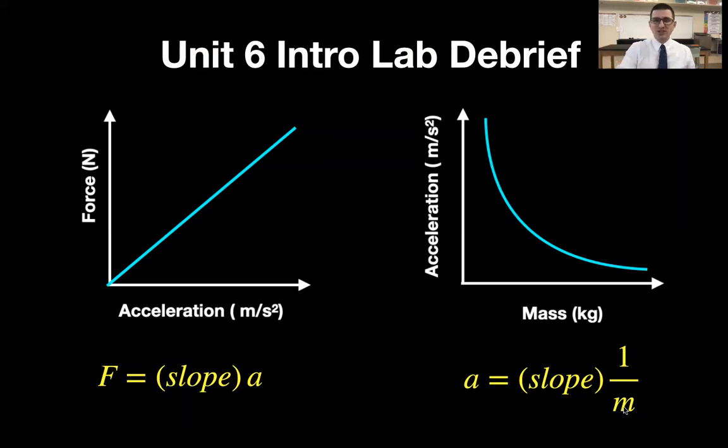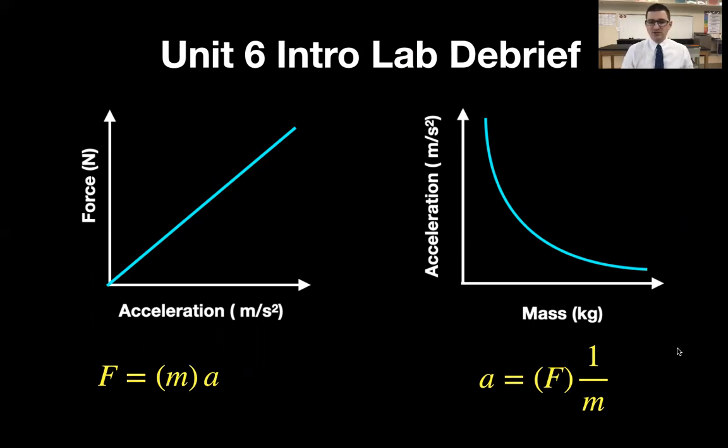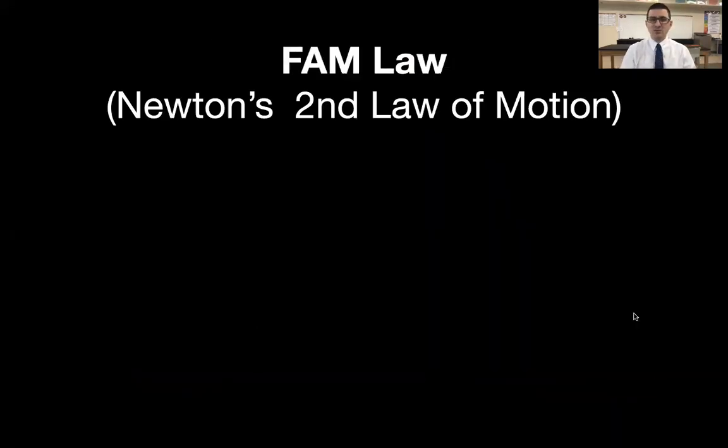And then after much deliberation, we found that the slope of this graph actually equaled the mass, and the slope of this graph actually equaled the force. So force equals mass times acceleration was one equation, and then acceleration equals force divided by mass is the other one. And we actually found that these two equations were the same, and they actually were both force equals mass times acceleration, which you may have heard called Newton's second law.